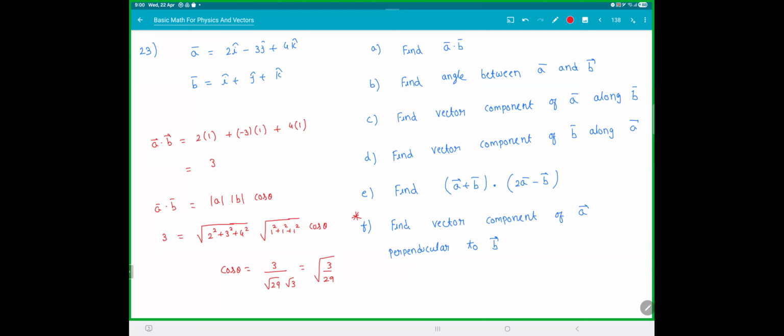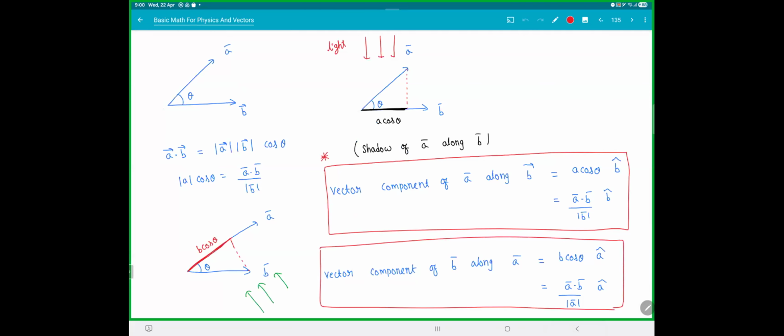Try. I'll give you another minute for C and D. How to find the vector component of A bar along B bar. In case you forgot, look at how we wrote it. The vector component of A bar along B bar is simply A cos theta times B cap. But what is A cos theta? A cos theta is A dot B by mod B.